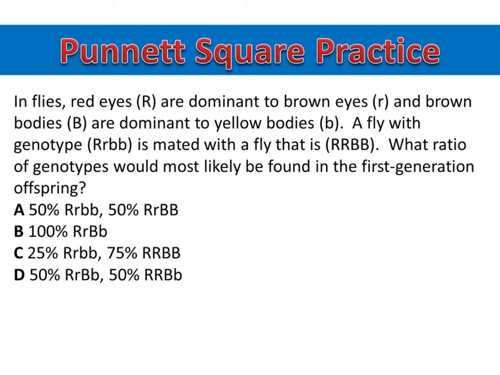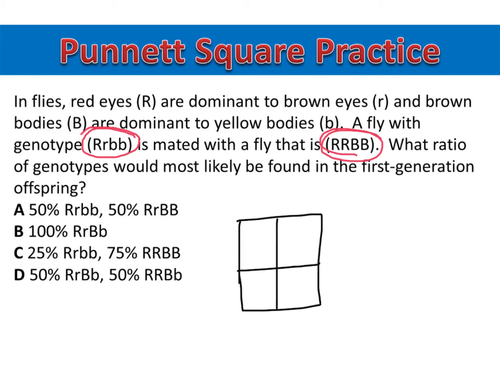So, first thing I want to do is make sure I know what genotypes I'll be using. It tells me that I've got big R, little b, and that's mated with a fly that's big R, big B, big B. And now that I understand that, I can make my Punnett squares. Since I'm doing two traits, I'll need two Punnett squares.